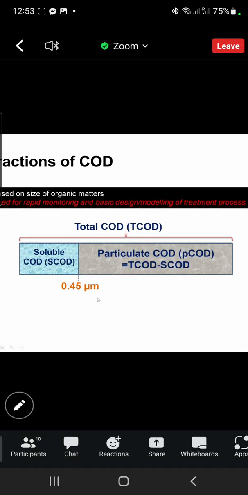So the magic number that divides the soluble and particulate fractions is 0.45 micrometers. Most people use that filter to filter out their sample to measure the soluble COD. Obviously, you can measure the total COD without filtering, and with filtering, you can measure the soluble COD. Then if you simply subtract, you get the concentration of particulate COD. So this is just the idea for that. Obviously both fractions contain biodegradable and non-biodegradable components.